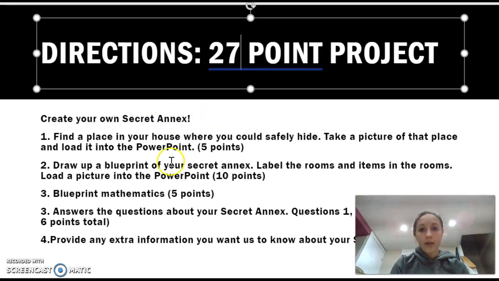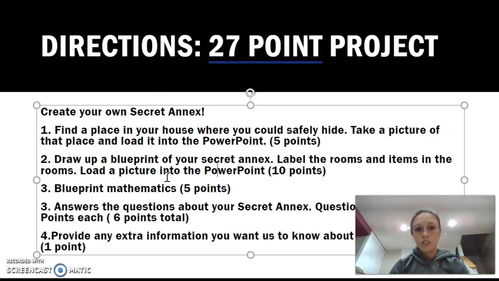So first, you want to create your own secret annex. You're going to find a place in your house where you could probably hide safely. Say, for instance, you have a closet, maybe you wanted to do that, and you can just visualize your closet expanding into a secret annex like Anne. So you're going to take a picture of that and load it into the PowerPoint. That's worth 5 points.